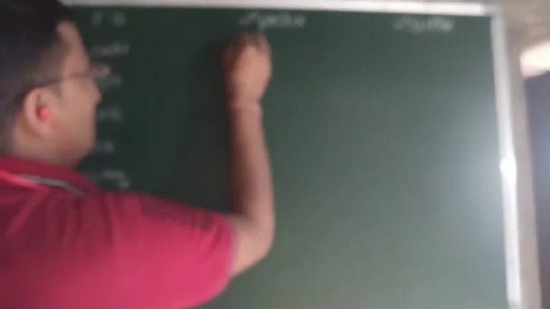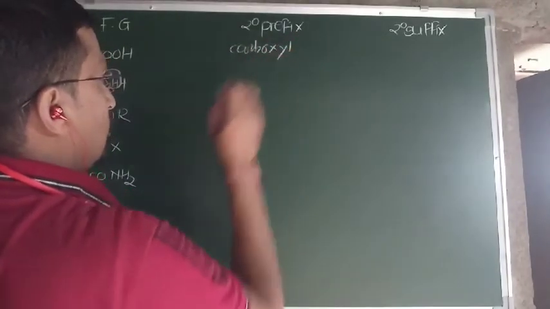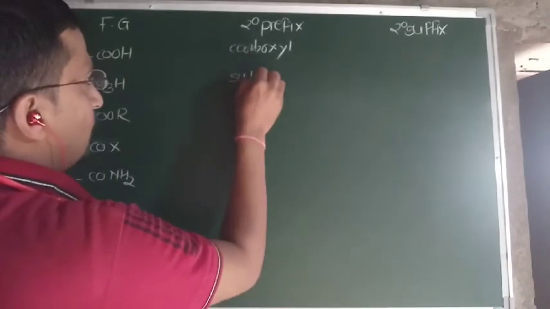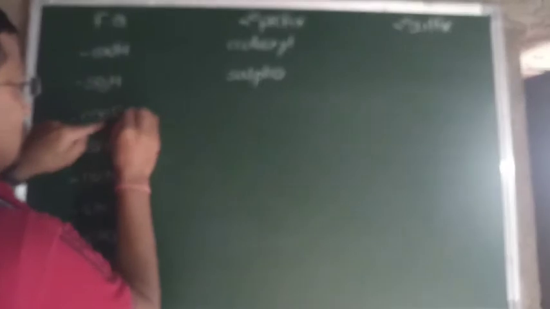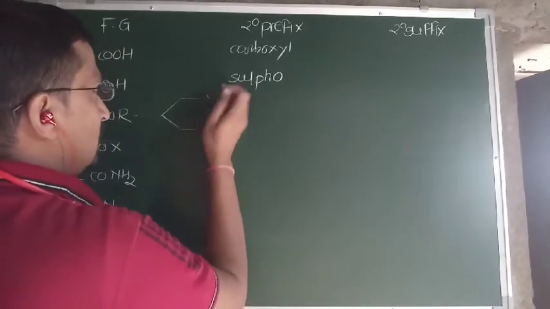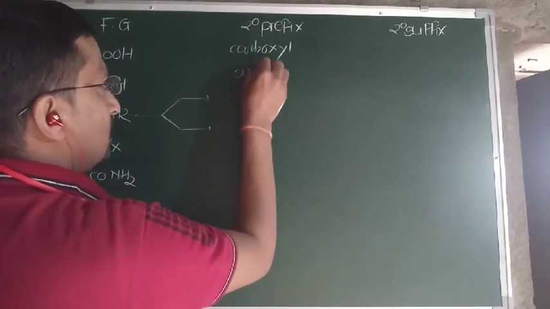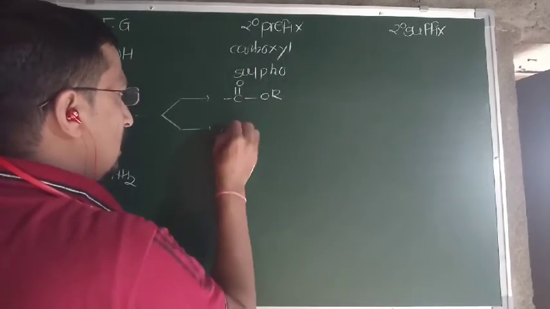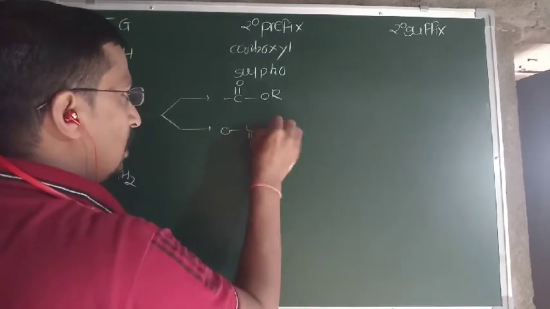Then what is the name of the secondary prefix? When COOH comes as a secondary prefix, meaning as a substituent, it is named carboxyl. When SO3H is a secondary prefix, meaning substituent, it is named sulfo. When ester is a secondary prefix, there are two types of secondary prefixes for ester: dash C double bond O dash OR, and O dash C double bond OR, like this.